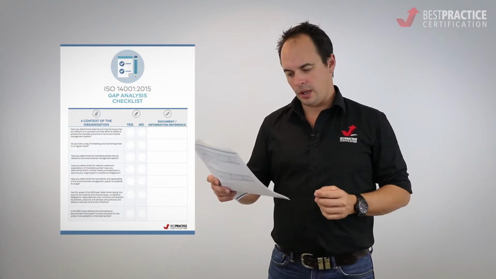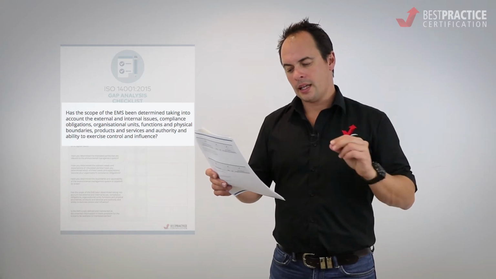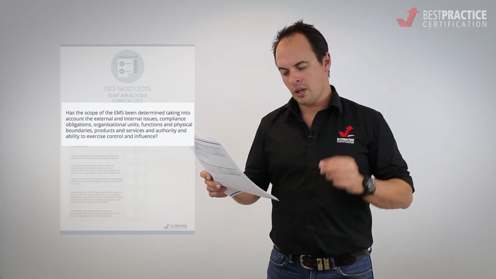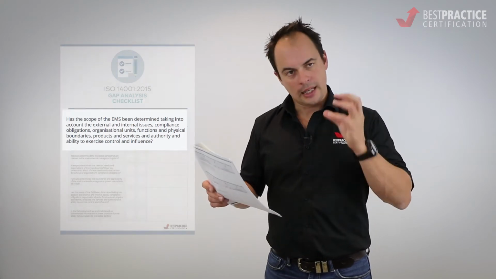So just be careful with that one. Has the scope of the environmental management system been determined, taking into account the internal and external issues, compliance obligations, organisational units, functions, physical boundaries? And again, that's just reinforcing your scope, or your geographical or process compliance and spread of your environmental management system. What parts of your business, or organisation, is it applicable to?